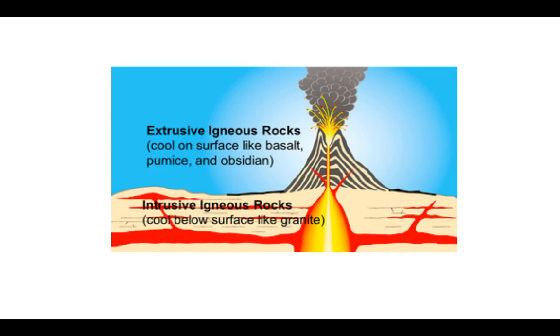So this just shows you that a lot of times igneous rocks are formed within the earth, which is an intrusive igneous rock. But when they are formed from the lava that erupts from a volcano, that is called an extrusive igneous rock. So when they're intrusive, we get rocks like granite. When they're extrusive, we get basalt, pumice, and obsidian.